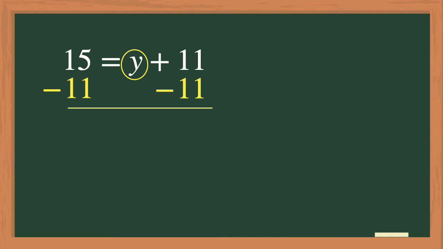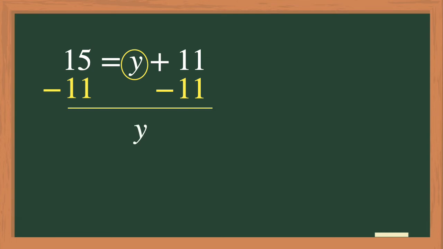Let's start on the right side of the equal sign just because the variable is on this side. But in the end, it doesn't really matter which side you start with. So on the right side, you have the zero pair of positive 11 and negative 11, which gives you a value of 0, leaving you with just the variable y.